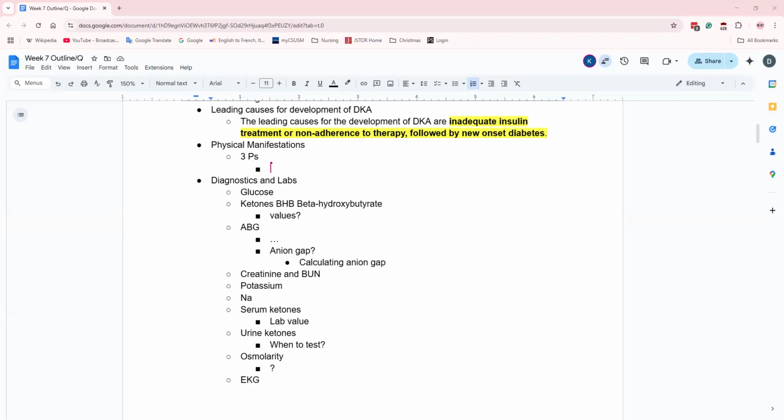But yeah, you could also have some dehydration leading to orthostatic hypotension and tachycardia, like mentioned here. I think those are the main ones you would need to know. Is there anything else that you guys think would be a key finding for DKA?